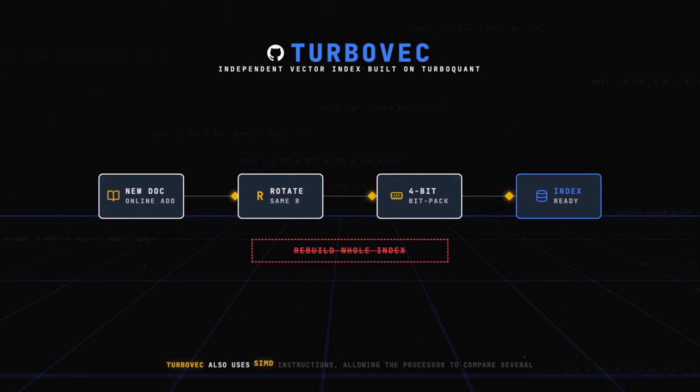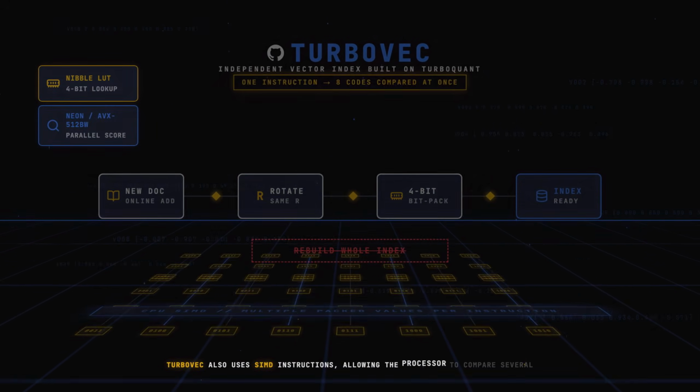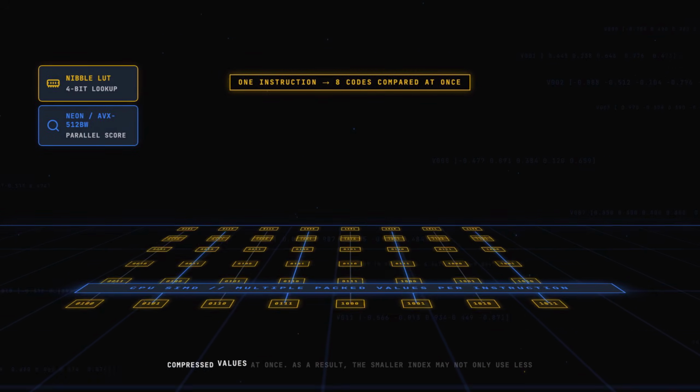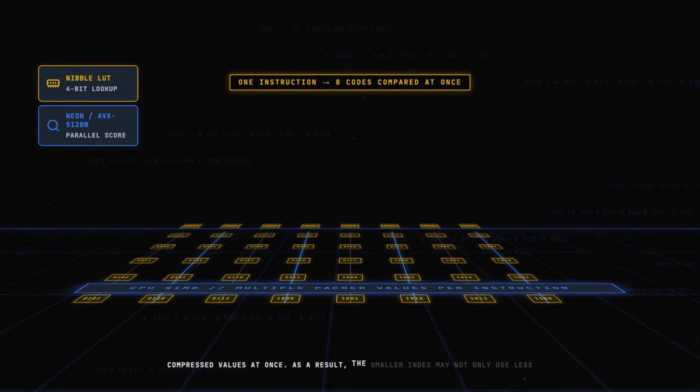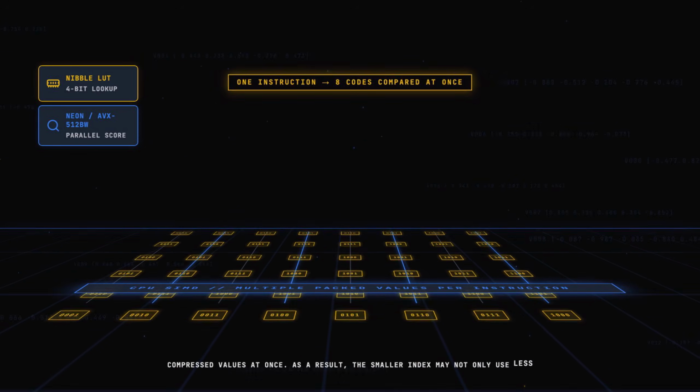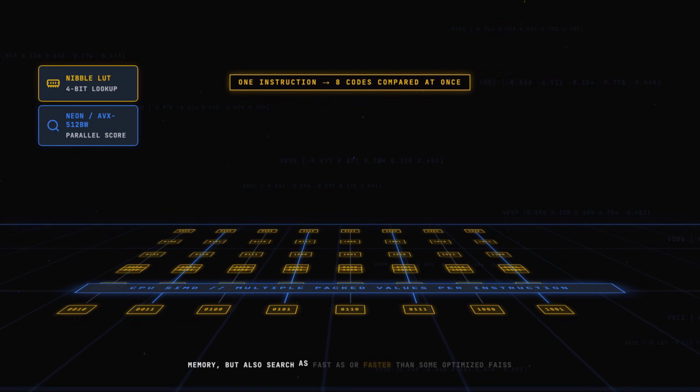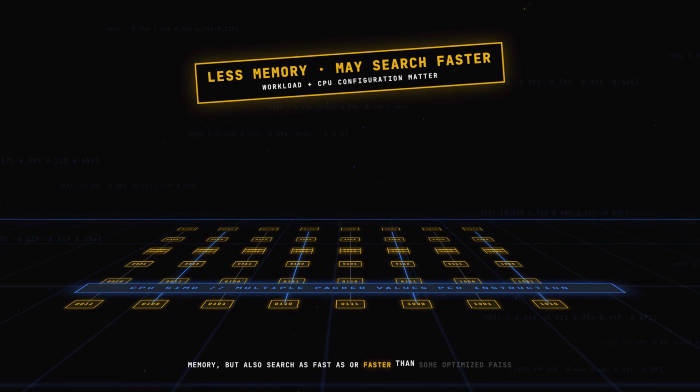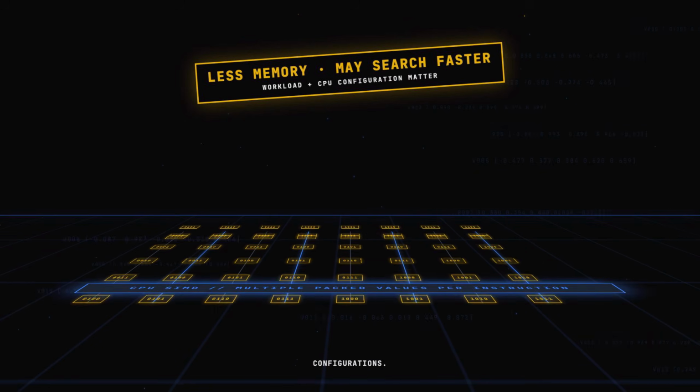TurboVec also uses SIMD instructions, allowing the processor to compare several compressed values at once. As a result, the smaller index may not only use less memory, but also search as fast as, or faster than, some optimized FAISS configurations.